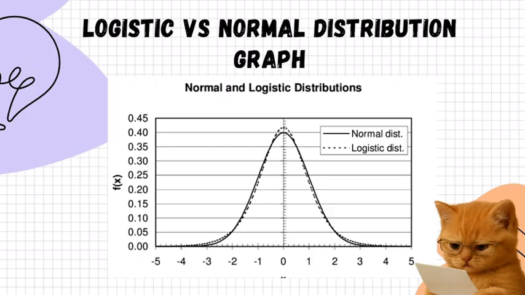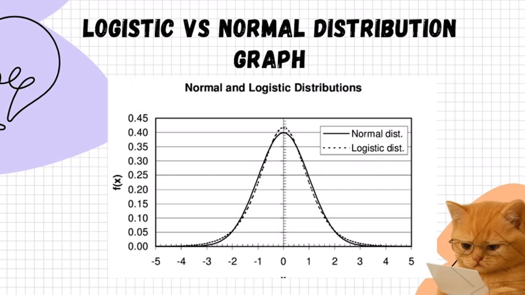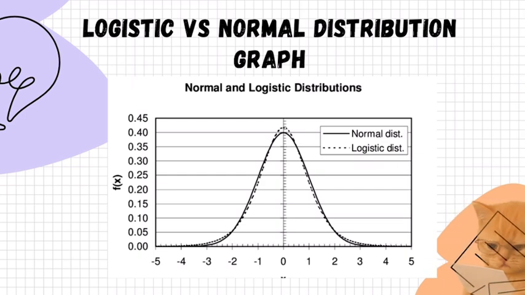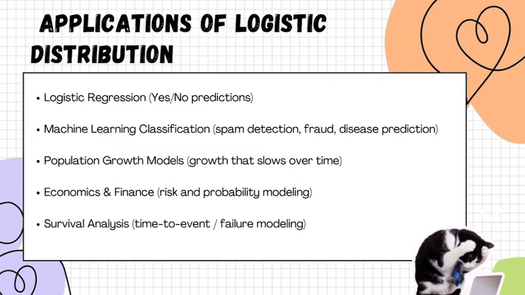This means the logistic distribution has heavier tails. So it gives a higher probability of extreme values compared to the normal distribution. So, in short, both look similar in the middle, but the logistic distribution allows more chances of values far away from the mean. Now, let's discuss the applications.